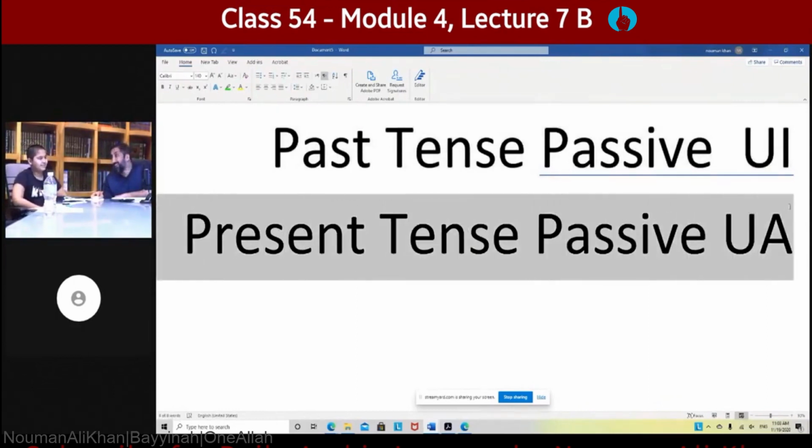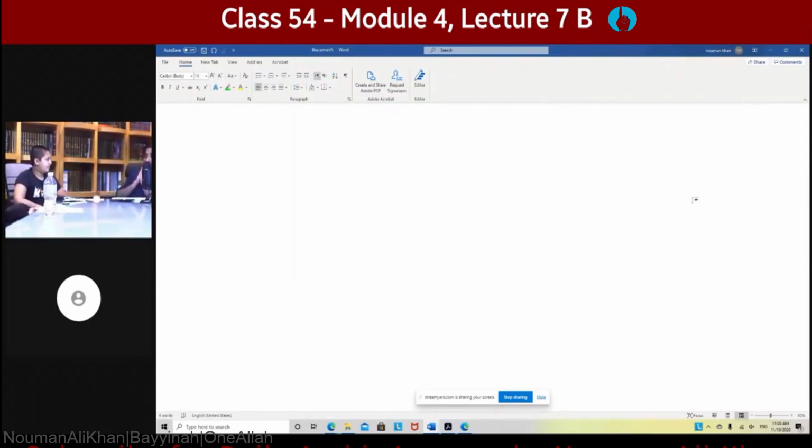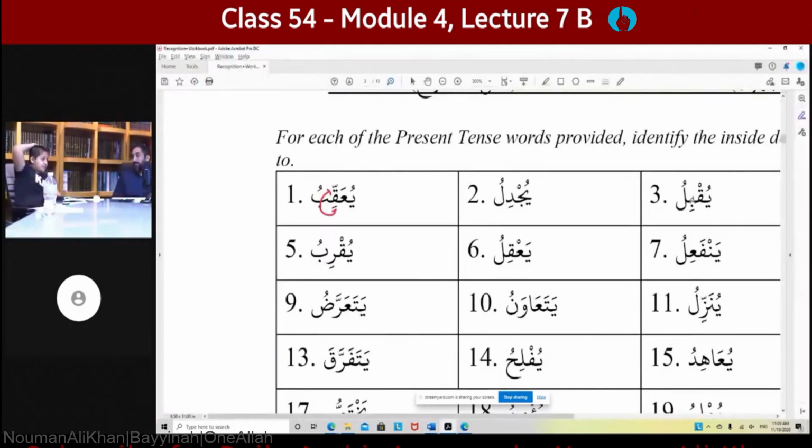I'm going to ask you 10 times. Past tense, passive: ui. Present tense, passive: ua. Past passive: ui. Present passive: ua. Not e. Getting confused. Is this past or present? Present. What does it want, if you want to make it passive? Ua. Make it.